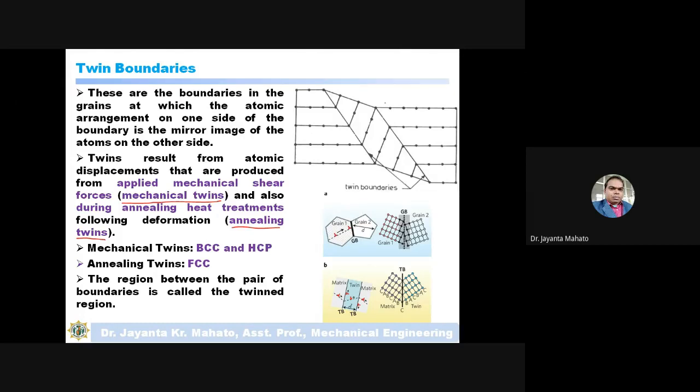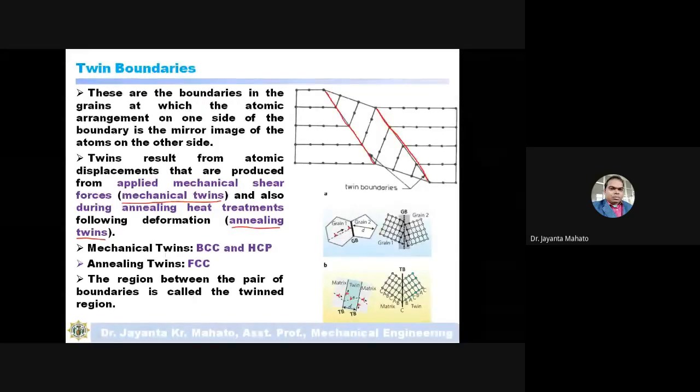Just look at this figure. This is the twin boundary, and this is another twin boundary. The region in between the two boundaries is called the twin region.